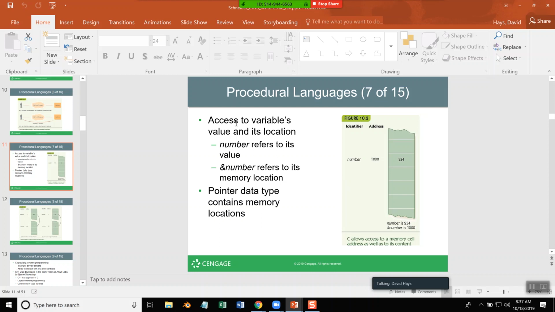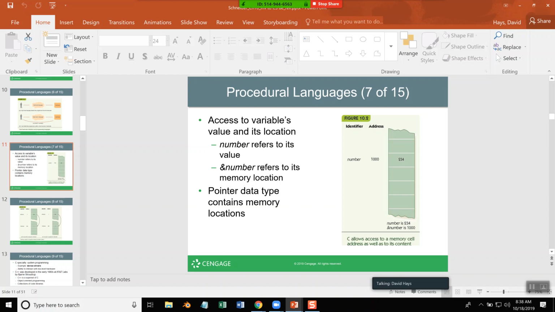Now, accessing the variable's value and its location. You've got an identifier here, the address, and then the value. The number refers to its value. The ampersand number refers to its memory location. For example, you asked me what's the population of Wellington. I could either tell you the exact amount, that's giving you the value, or I could point to where you need to go look. I'll say, go look at Google, and it'll tell you.